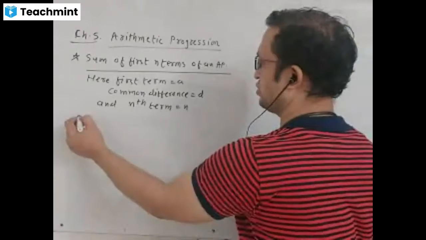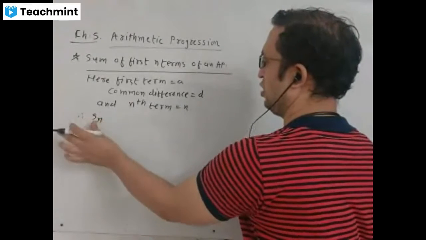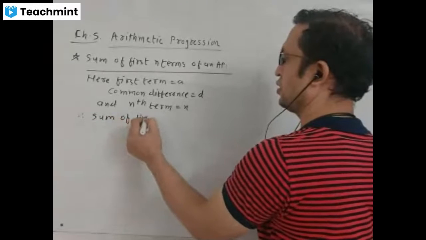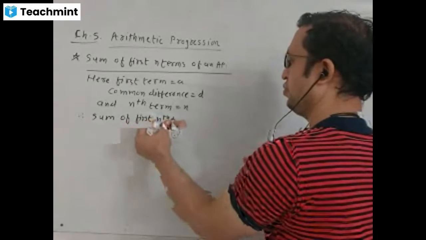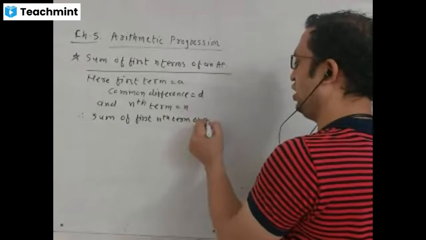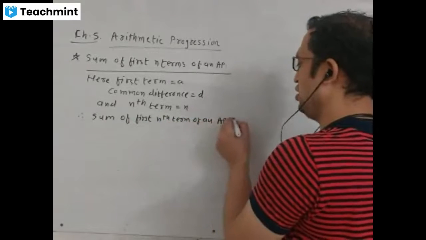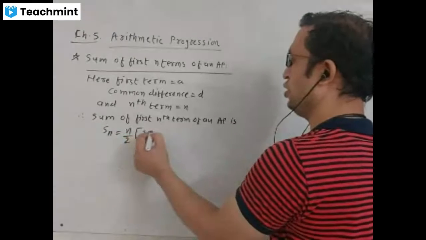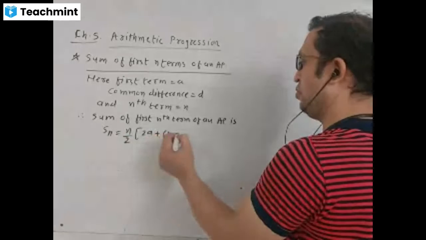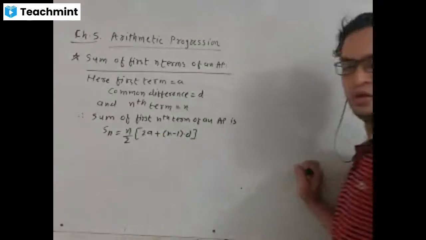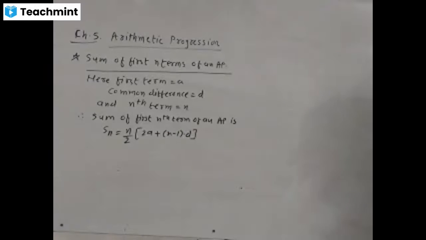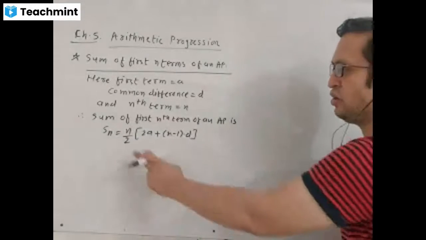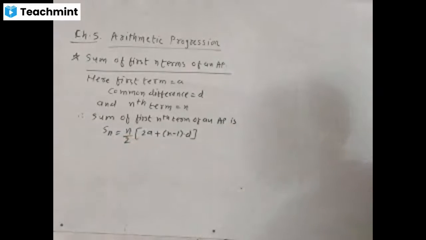Therefore, the sum of first n terms of an AP, the formula is Sn is equal to n by 2 into 2a plus n minus 1 into d. That is equal to sum of first n terms of an AP.